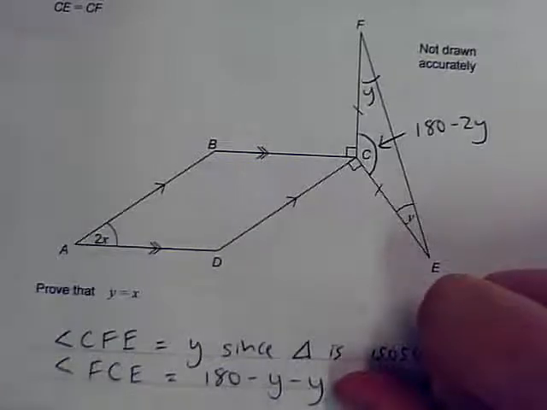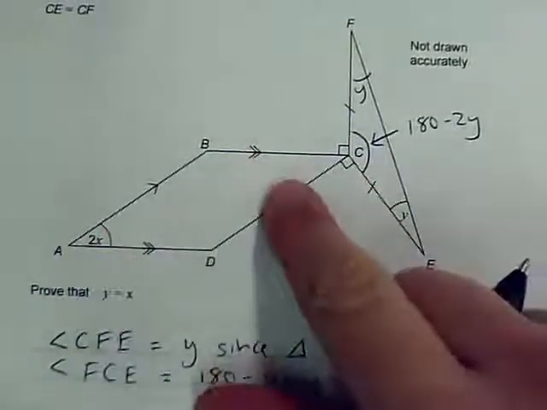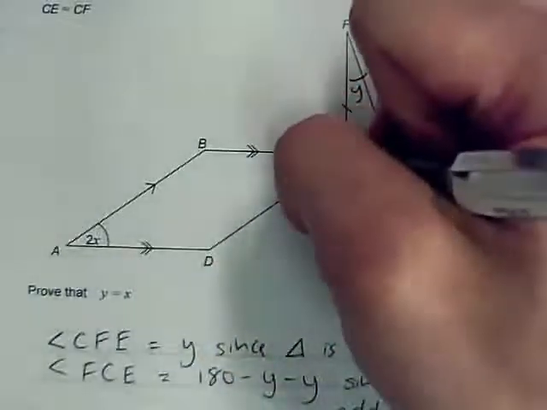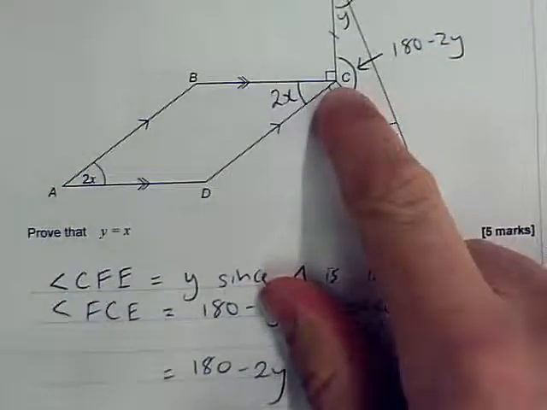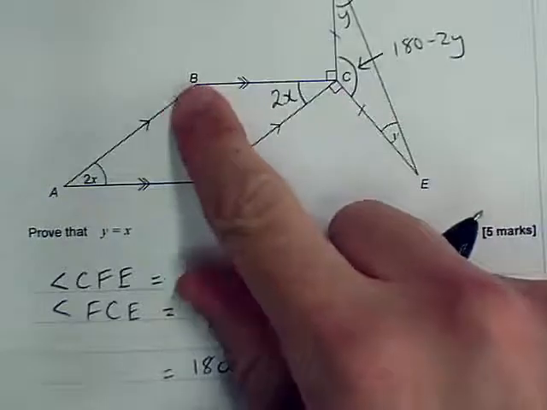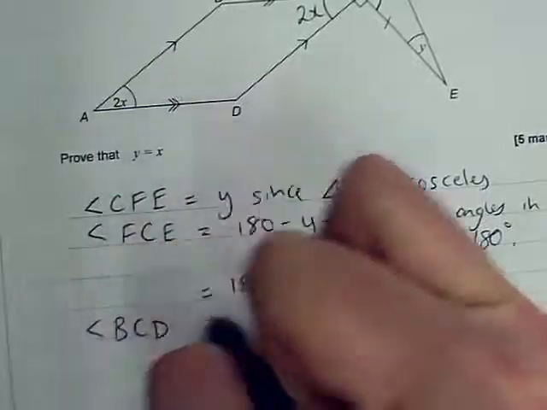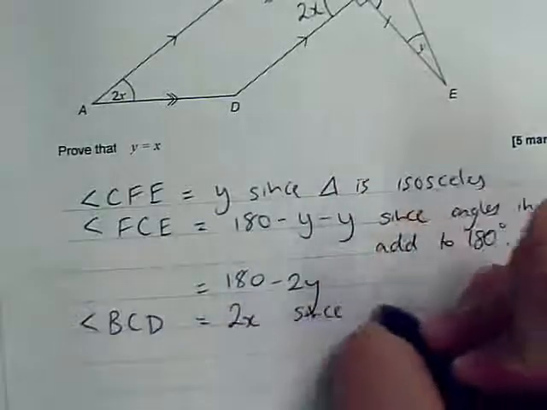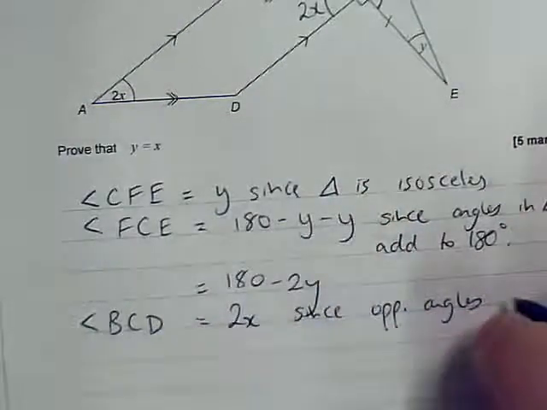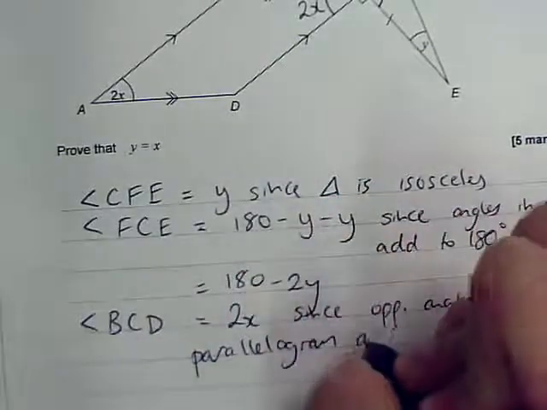Now the next thing is that we can have a look at what other angles we know. This is a parallelogram. Now what this means is that the opposite angles are in fact the same. So we could say, for example, that this angle here is got to be 2x. So this angle, this is at C again, and the two lines that make up that angle are B and D. So I'm going to say BCD equals 2x, since opposite angles in a parallelogram are equal.